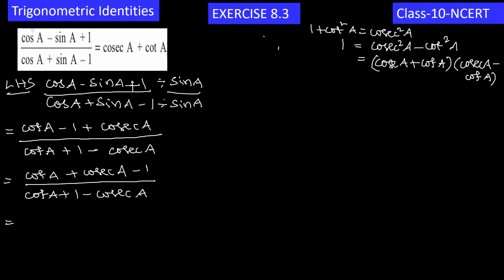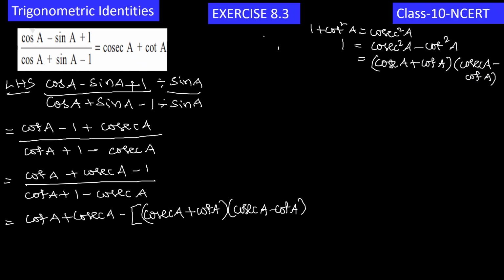So here we consider these two terms as it is, cot A plus cosecant A minus. Instead of this 1, we introduce these terms, that is cosecant A plus cot A into cosecant A minus cot A. Then the denominator term, that is cot A plus 1 minus cosecant A.